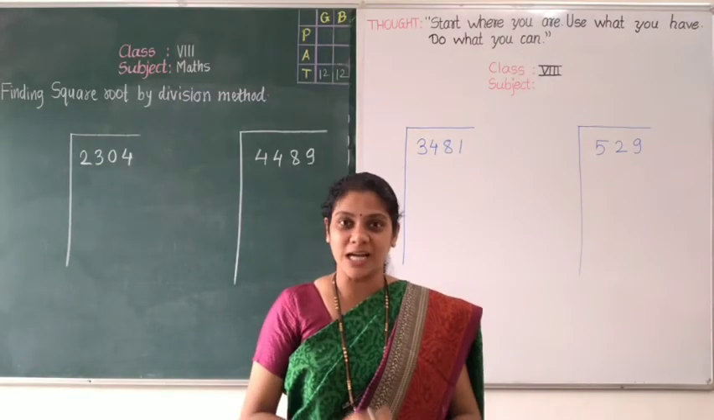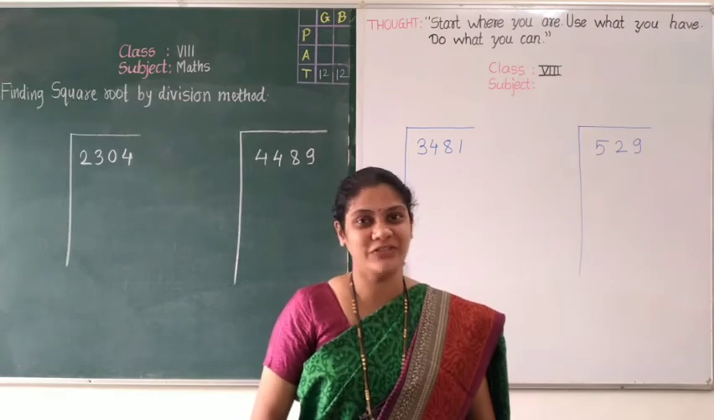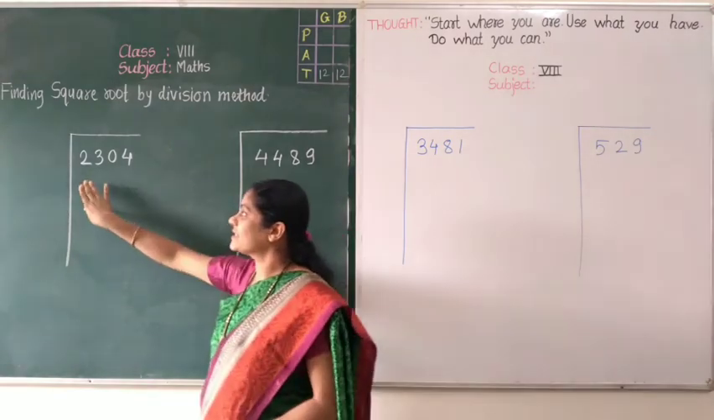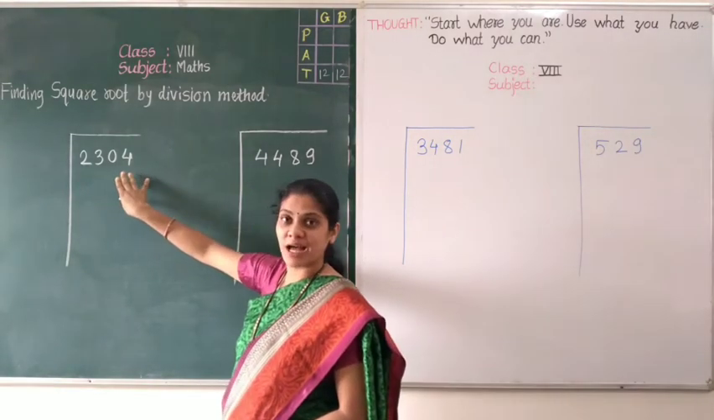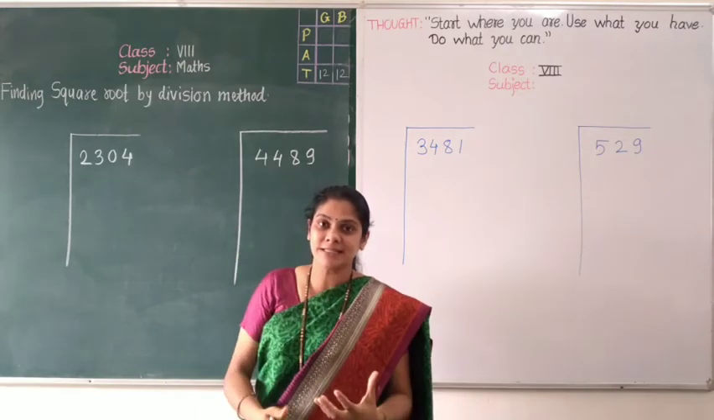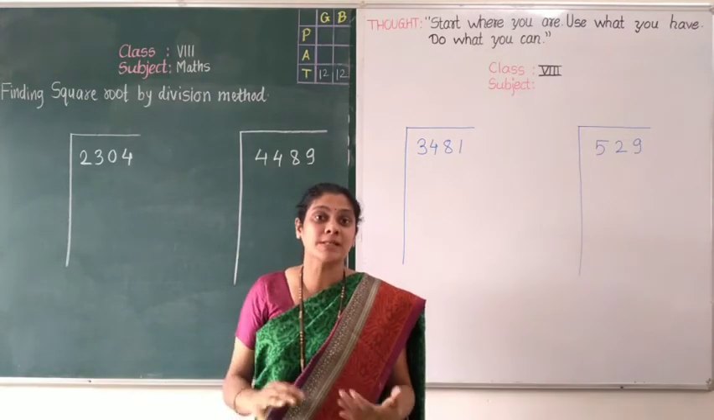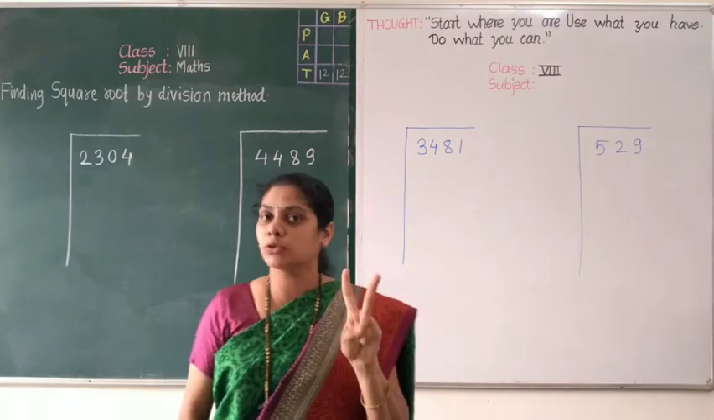So now we will start to find the square root by division method. Look here, the first example is 2304. Already we have discussed that it is a 4-digit number. That means our answer, whatever it is, will be a 2-digit number.